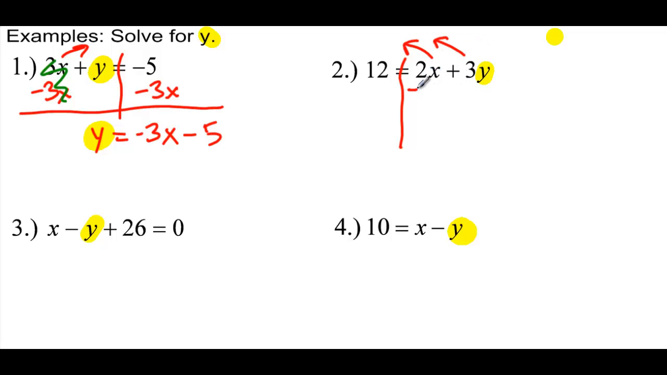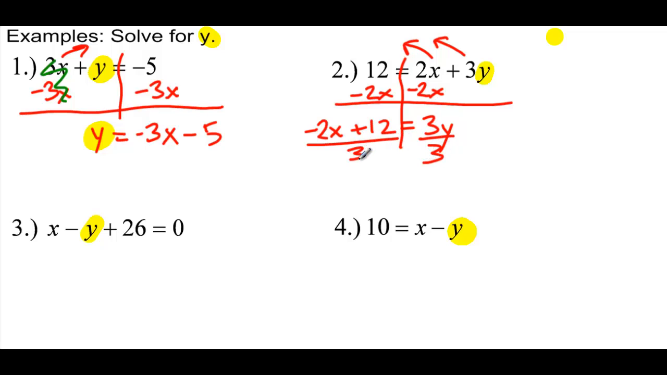This is being added, so I'm going to subtract 2x from both sides. Again, I cannot combine 12 and 2x, so I'm going to put -2x plus 12 as separate terms. And then you bring that whole thing down, 3y. Now the next thing is we have to undo that 3. So divide by 3. Now the key is to divide everything by 3.